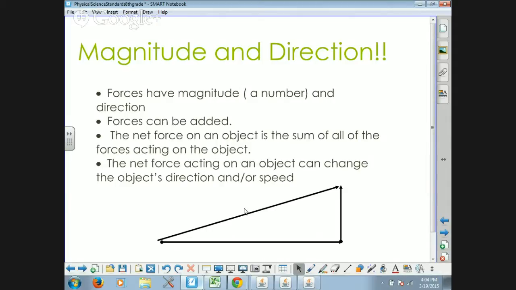So you're going to be able to come in here, do a squared plus b squared equals c squared, and get your resultant. But what you need to know is that forces have both magnitude and a number, that forces in fact can be added, and that the net force on an object is the sum of all the forces acting on that object. And the net force can change the object's direction or speed.